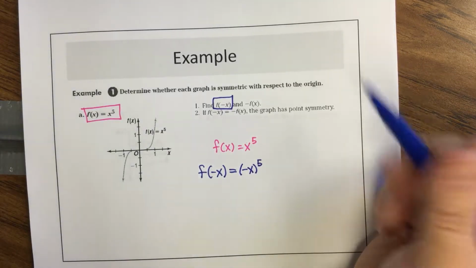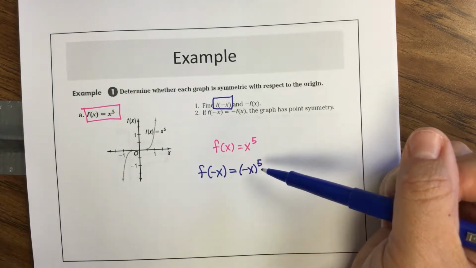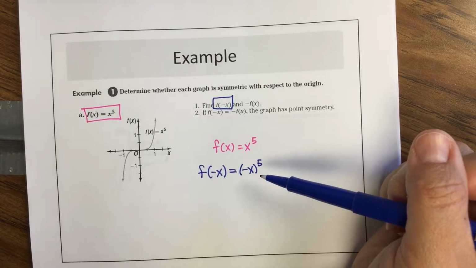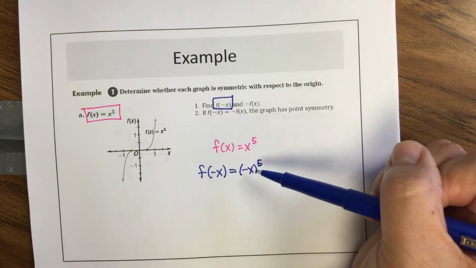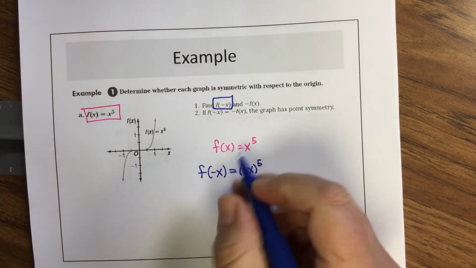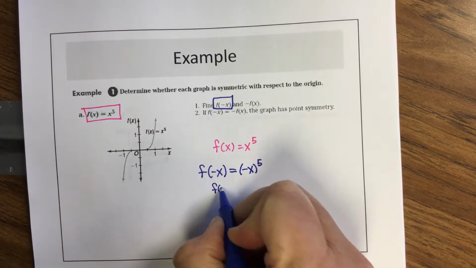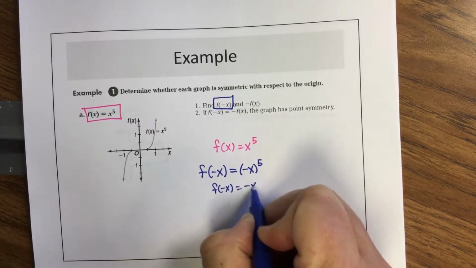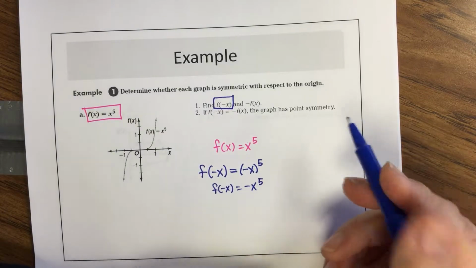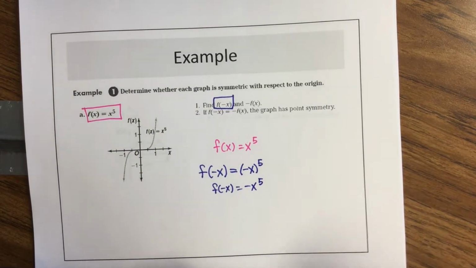When I do that, anything with a negative to an odd power is going to be negative. So this becomes negative x to the 5th. Okay, so I've done the very first part.